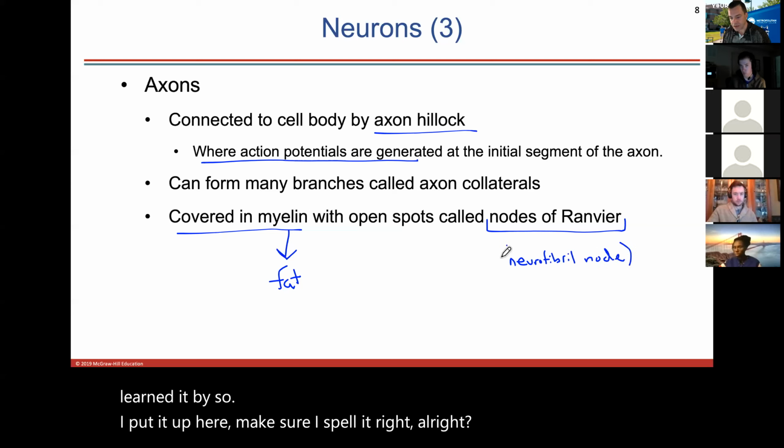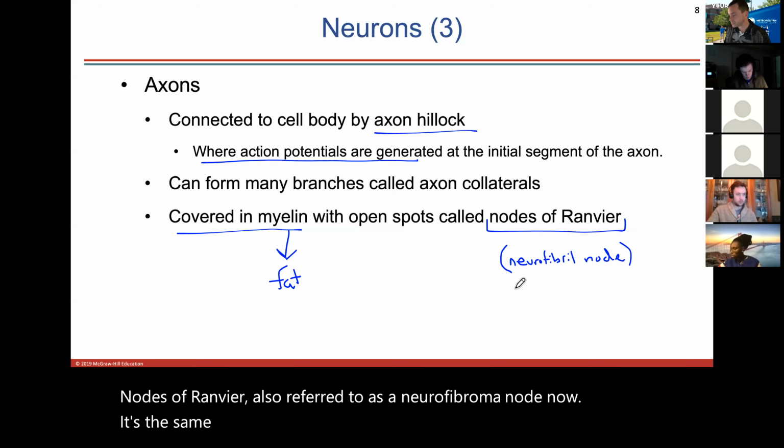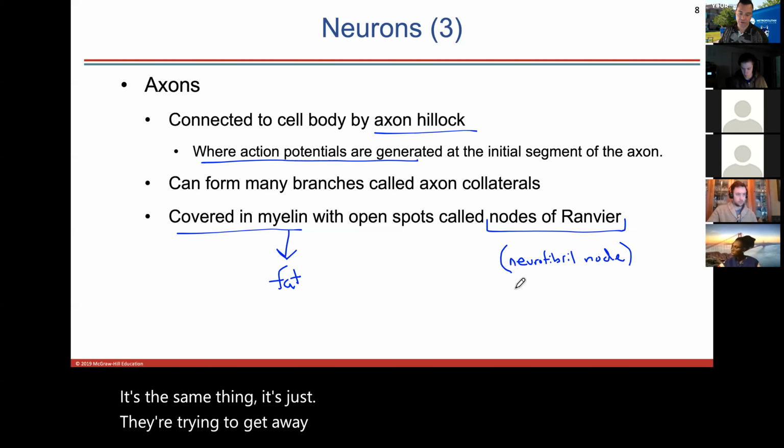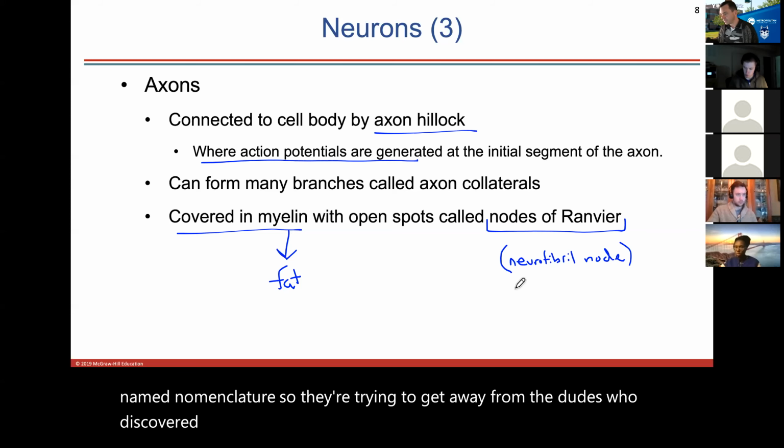Nodes of Ranvier are also referred to as a neurofibril node now. It's the same thing. It's just they are trying to get away in anatomy from named nomenclature. So they're trying to get away from the dudes who discovered it.